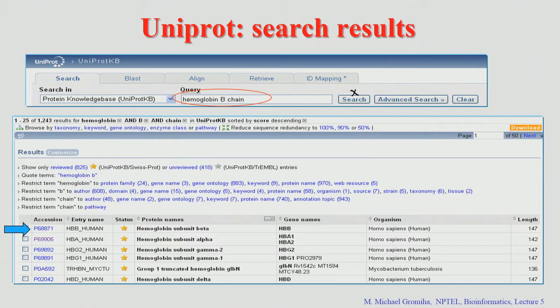So, we see here these are the various accession entries, these are the accession numbers, this is the entry name, and we have the protein names, the subunit beta, subunit alpha, subunit gamma, and these are gene names, and we have the organism, something from human and something from Mycobacterium tuberculosis. So, this is the length of the protein. It is 147 amino acid residues in this particular hemoglobin subunit beta.